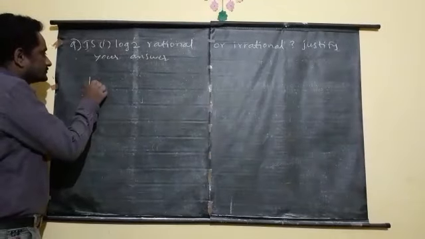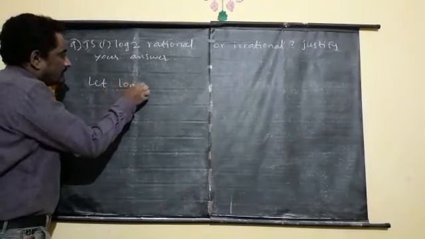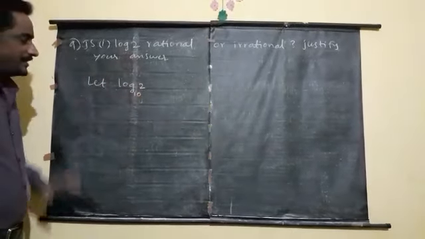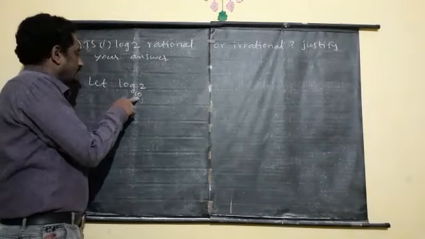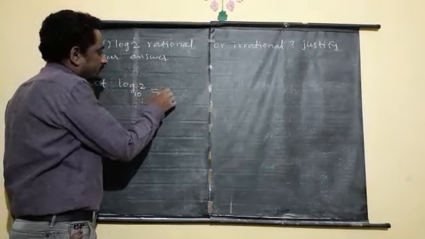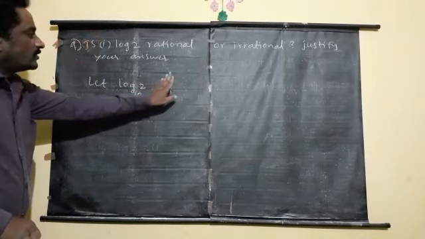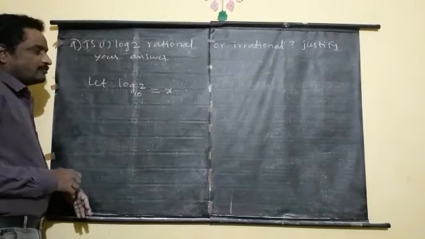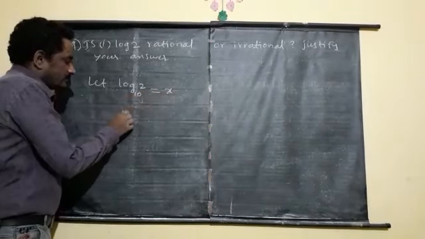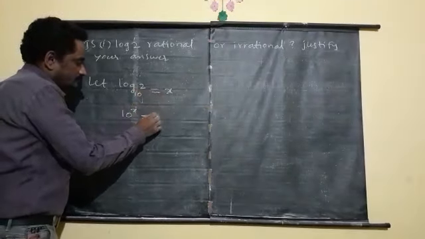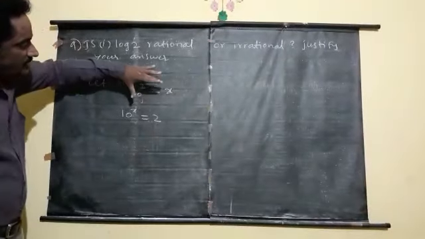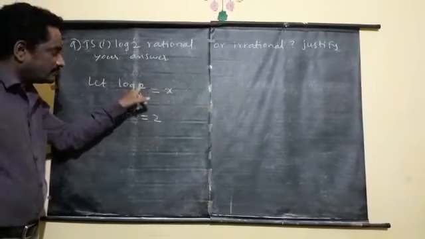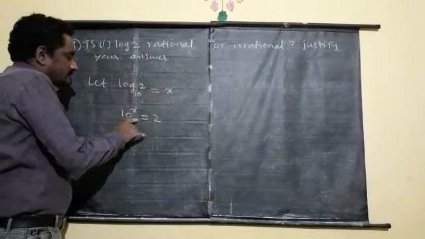Let log 2, base nothing means simply we can write 10. Log 2 given, log 2 base 10. Base nothing is there means we can write 10. Let log 2 base 10 is equal to x. Log 2 base 10 value we are finding. This is the logarithm form, and we have to write it in exponential form. How to write exponential form? 10 to the power of x is equal to 2.